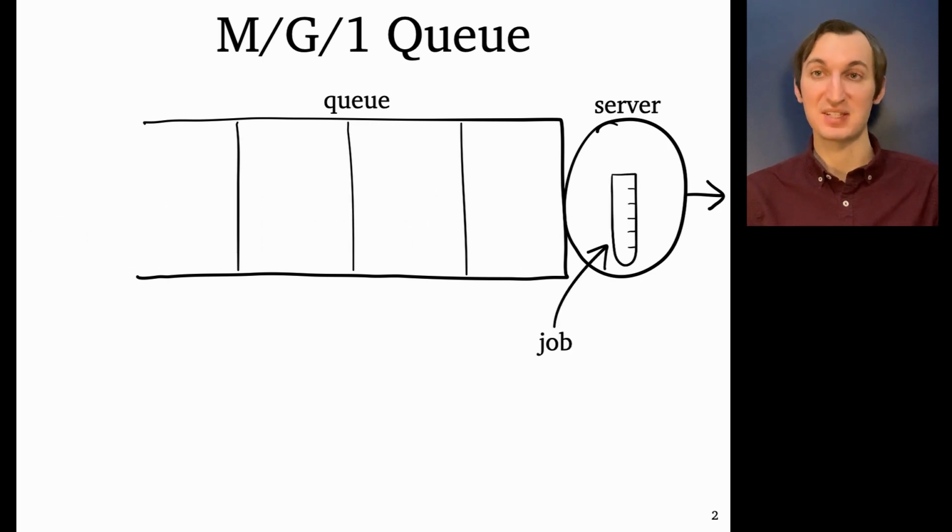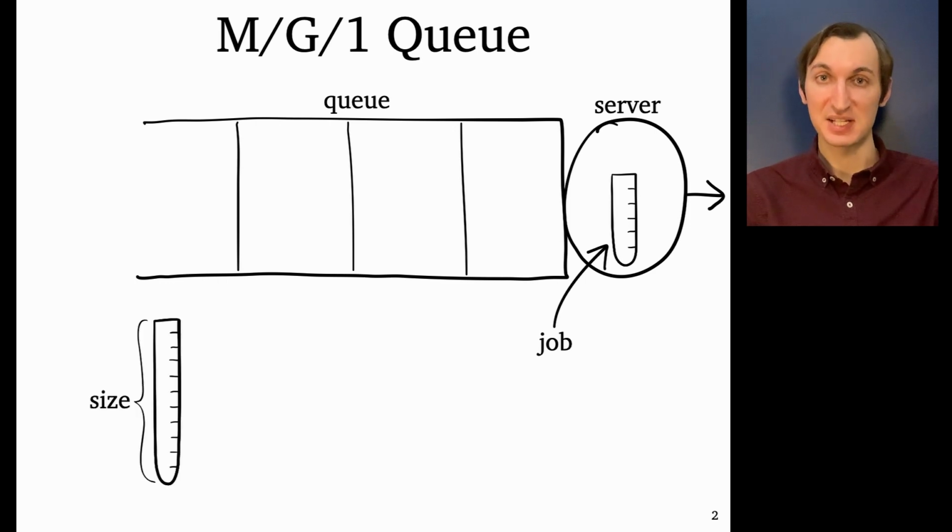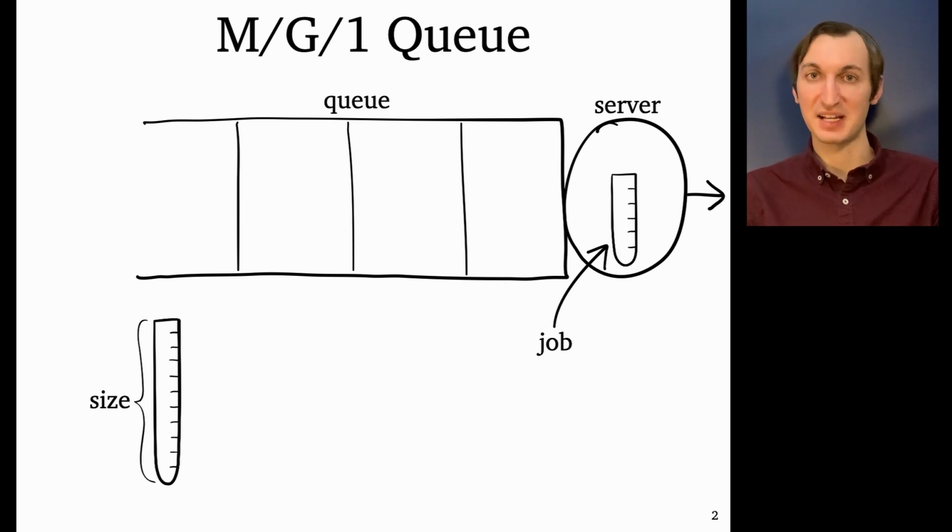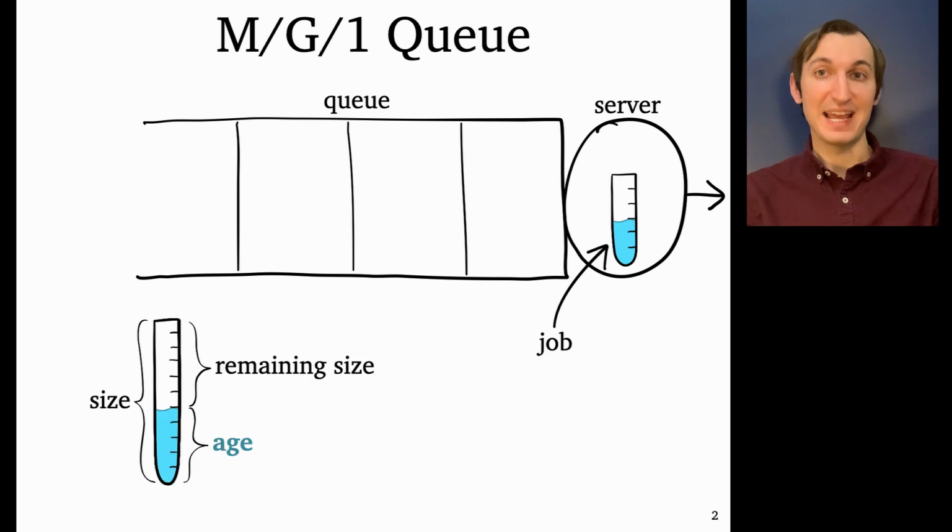This is what a job looks like. We're going to represent it as a test tube, where the height of the test tube is the job's size or service requirement. That's how much time it needs to be served for before it completes and exits the system. So we're going to represent serving a job as filling the test tube with water. A job's age is the progress we've made so far, that is the height of the water, how much time it's been in service already. And then the rest of the job is its remaining size.